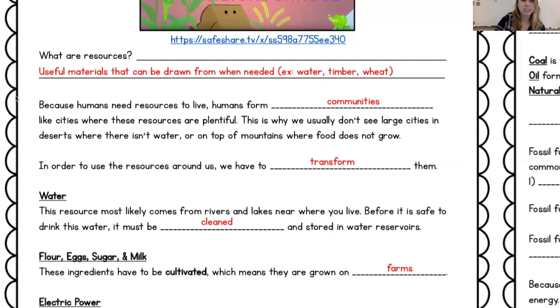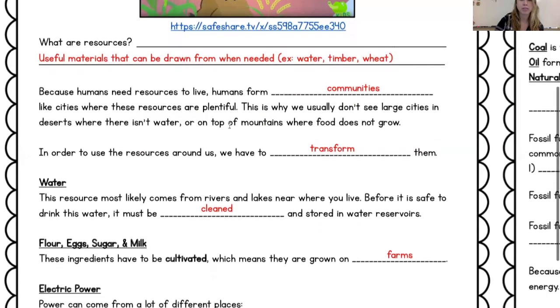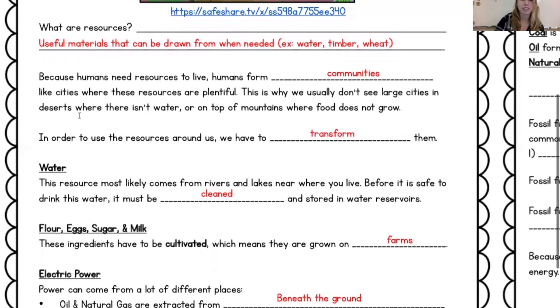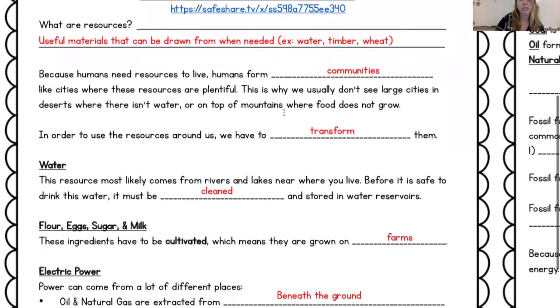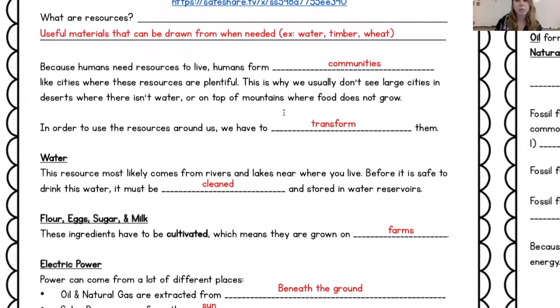So I'll just read that sentence again with the word communities in it. Because humans need resources to live, humans form communities, like cities, where these resources are plentiful. This is why we don't see large cities in the desert where there isn't water, or on top of mountains where food doesn't grow. I've never been to a town on the top of a mountain. Banff has a gondola that goes to the top of the mountain, but nobody lives there because it would be very hard to get food all the way up there.